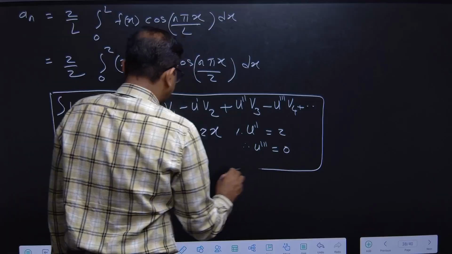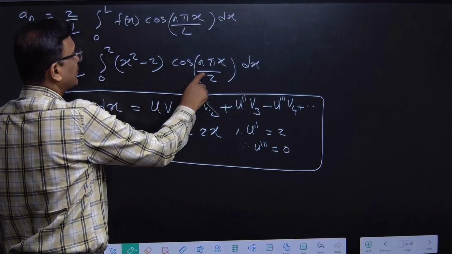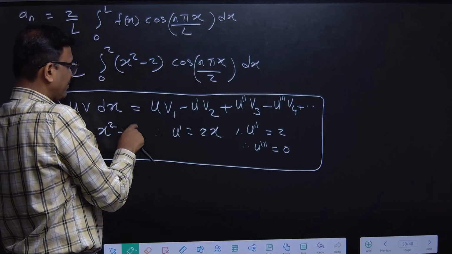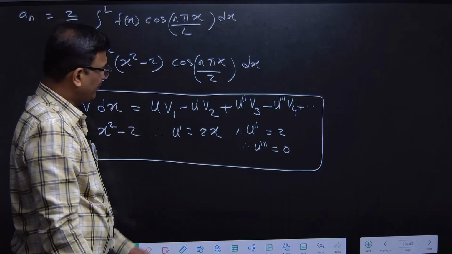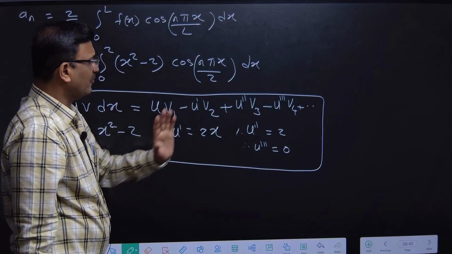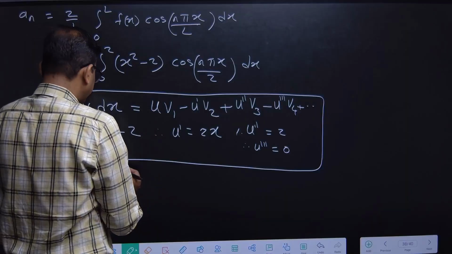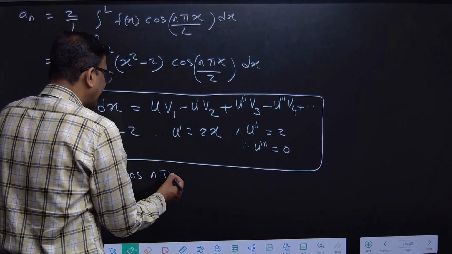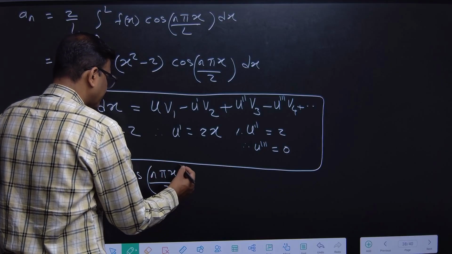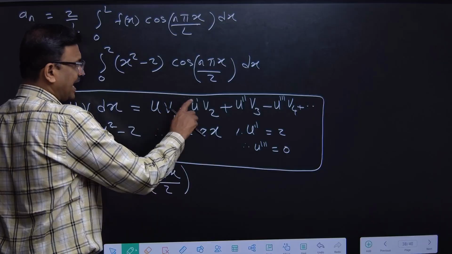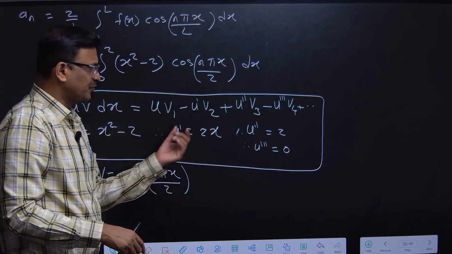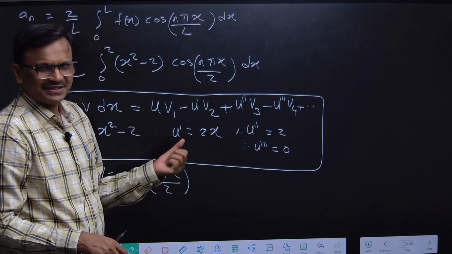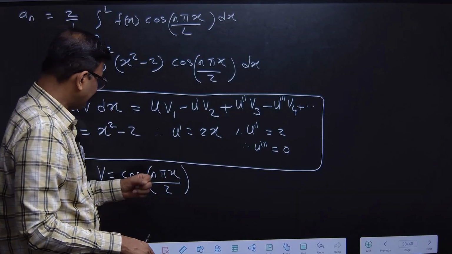So here we are going to apply the formula of u into v. U is an algebraic term. So here u is x square minus 2. When u is an algebraic term, we can apply this shortcut formula of integration by parts. V is cos of n pi x upon 2. Now remember, dash represents derivative. U dash is the derivative of u, u double dash is the derivative of u dash, and so on. Whereas suffix represents the integration in this formula. V1 is the integration of v.